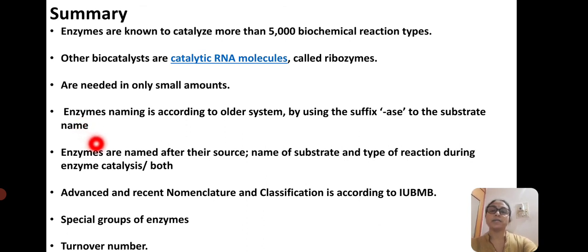Earlier we used a naming system by adding the suffix ase to the substrate name, like maltase for the maltose enzyme, and the other digestive enzymes, sucrase, maltase, lactase, like that. Enzymes named later are based on the reaction type and also the substrate name, like lactic dehydrogenase or alcohol dehydrogenase. And the most advanced system that we follow for naming is the IUBMB system of classification. We have seen some special groups of enzymes, and also turnover number, in this session.